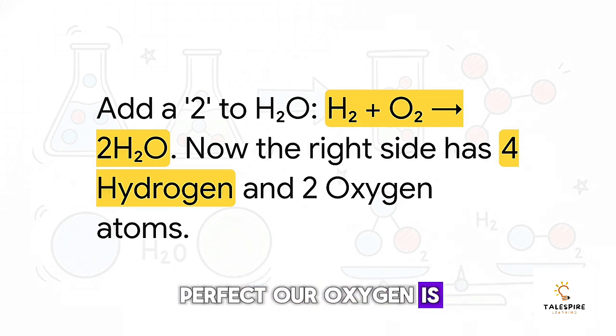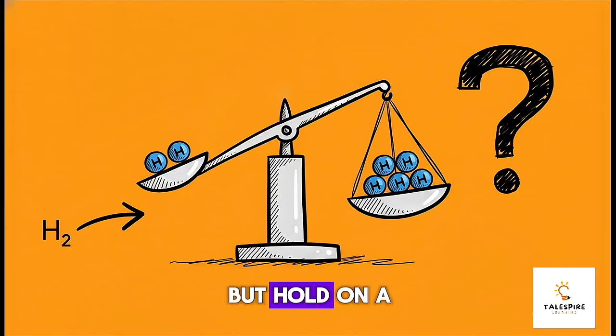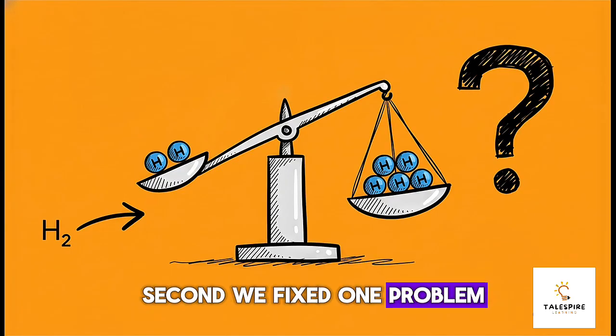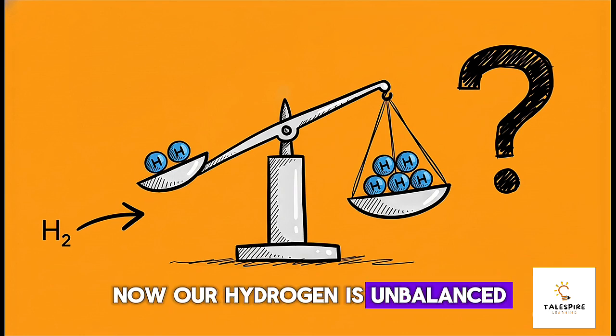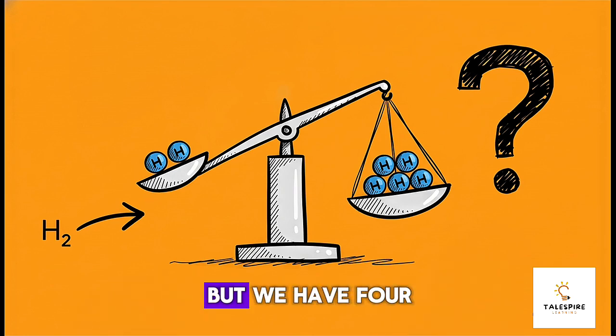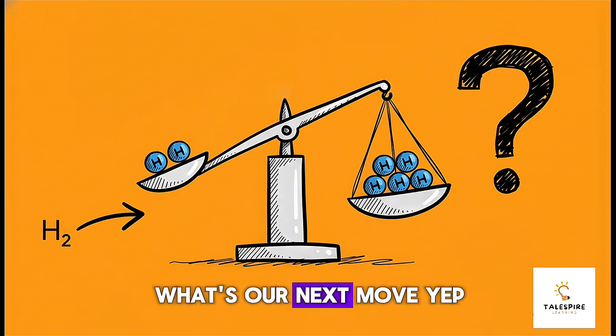Our oxygen is now balanced. But hold on a second. We fixed one problem, but created another one. See it? Now our hydrogen is unbalanced. We've only got 2 on the left, but we have 4 on the right. So what's our next move?